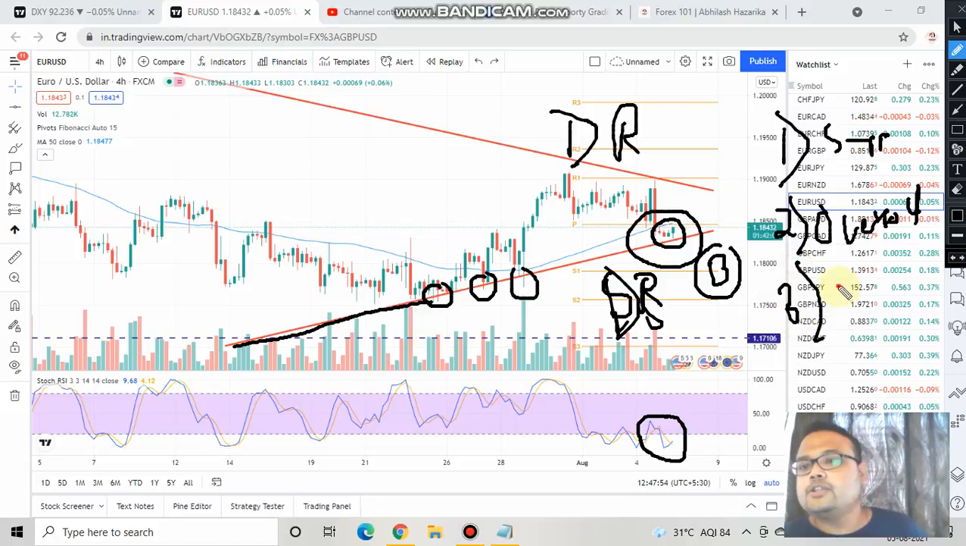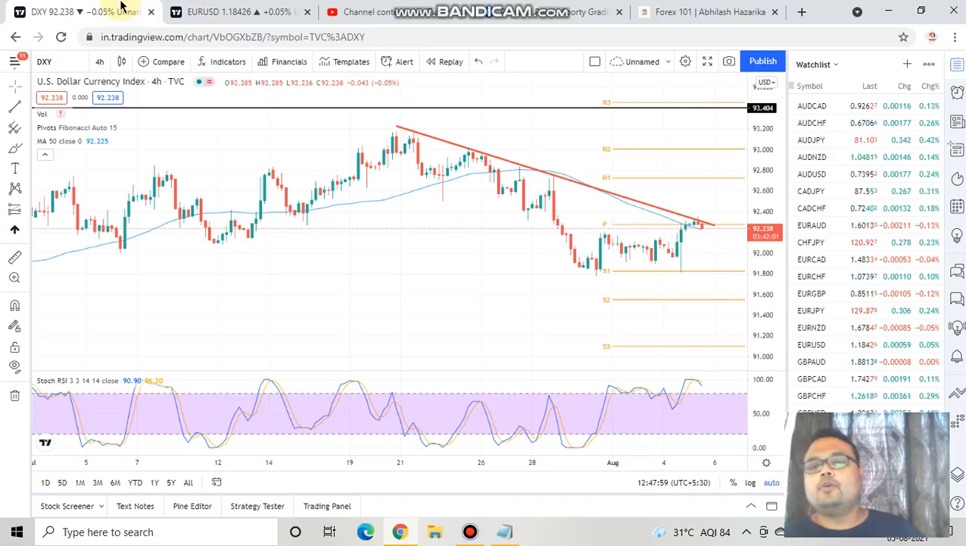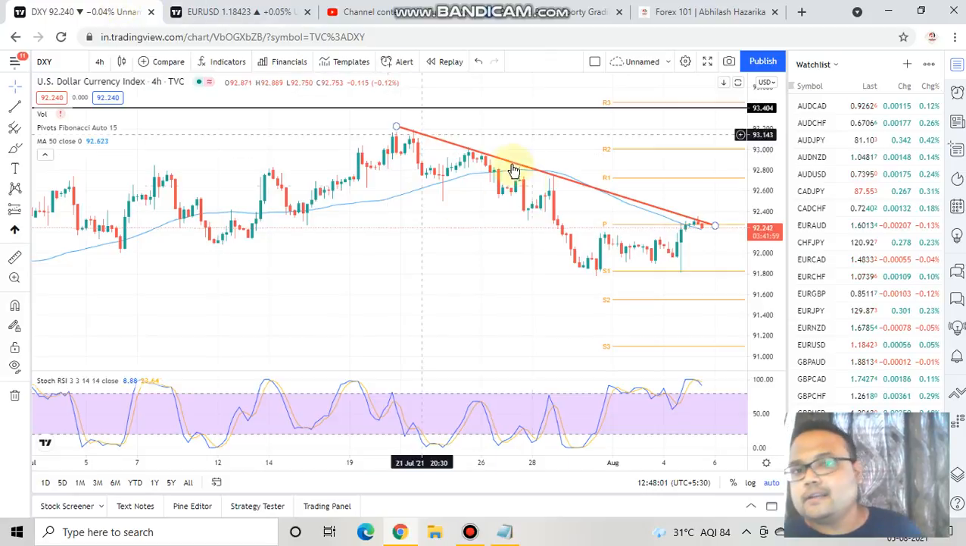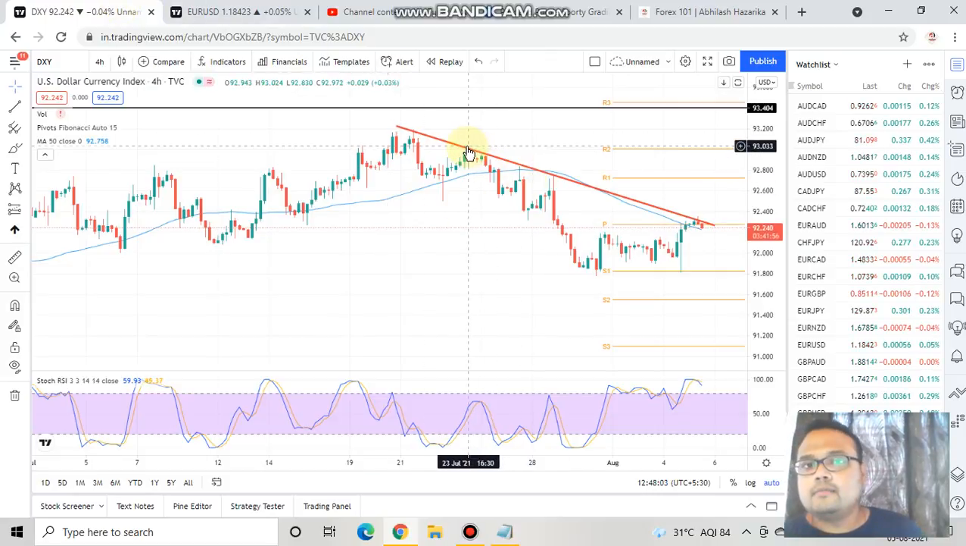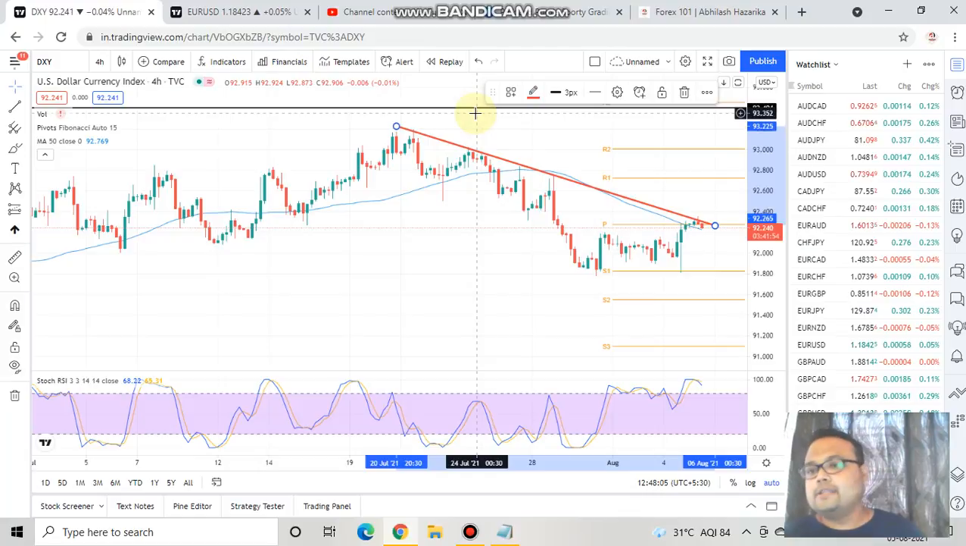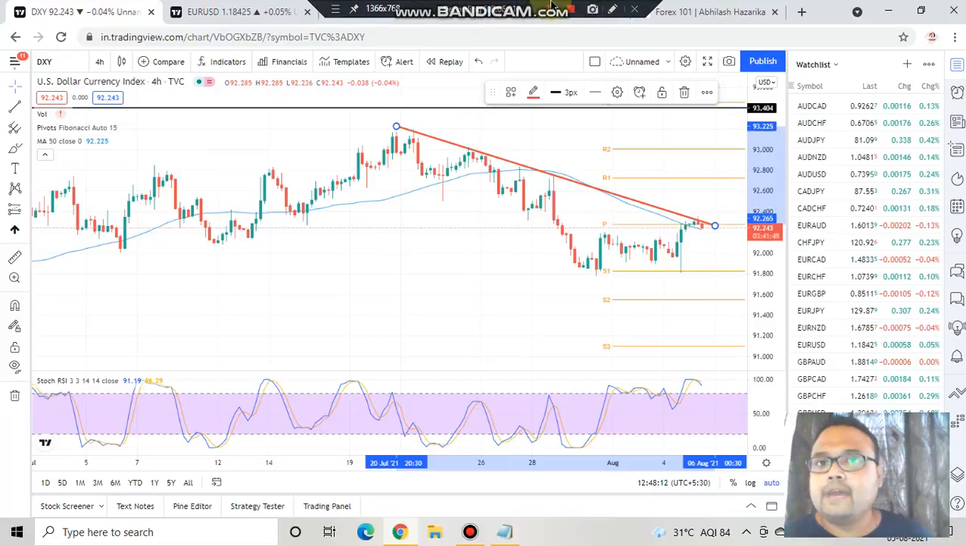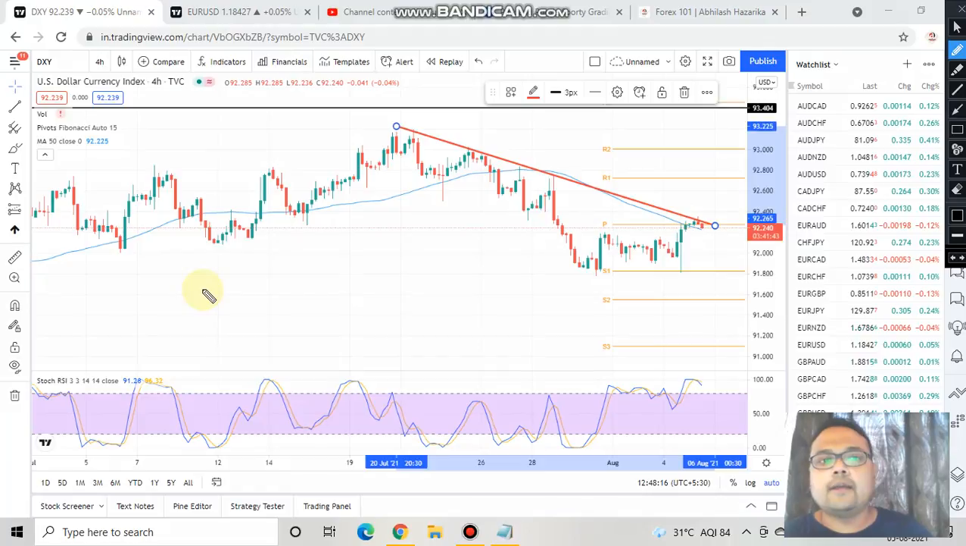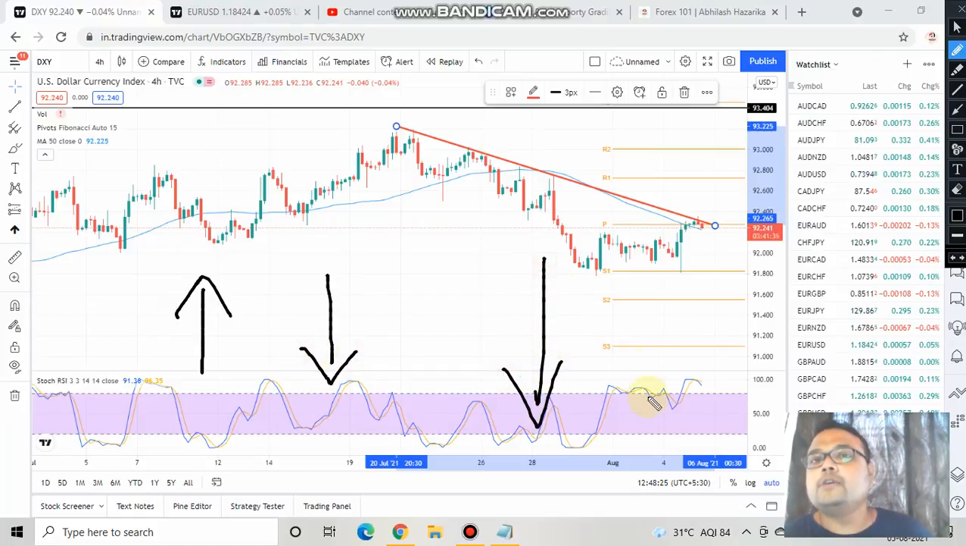And the third condition is DXY, which means the chart of the US dollar. If you go to the chart of the US dollar, we can see that the US dollar is following this trend line as a resistance for the market. Whenever the market is going up, it is facing resistance from this trend line. And as I have already discussed in my other videos as well, the US dollar has a direct correlation with Euro USD and Pound USD. If the dollar goes up, then you will see Euro USD going down. If the dollar is going down, you will see Euro USD going up.